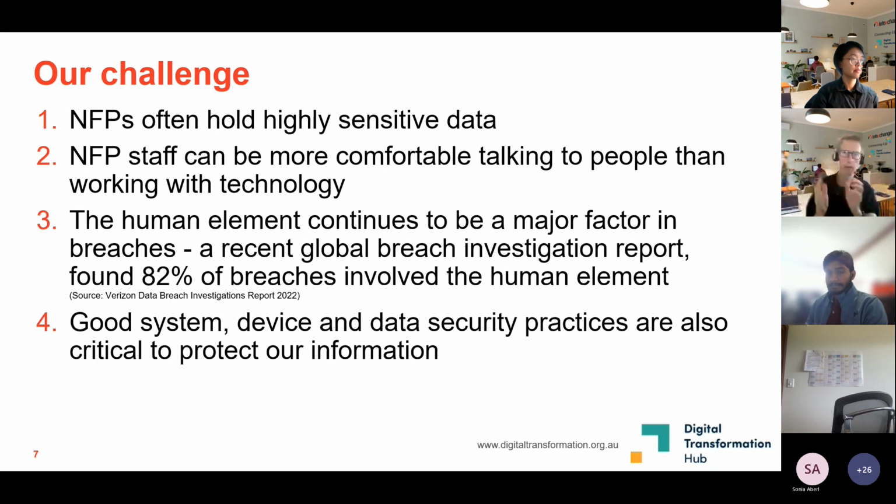We've got to support, educate, and culturally help people think about cybersecurity as well as get the protections in place. It's not enough just to have one or the other. Good system, device, and data security practices are required in addition to consciously thinking through and educating that human side. And we'll cover that more in a bit.